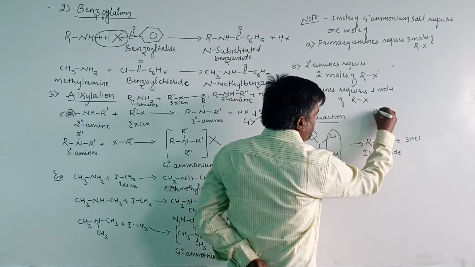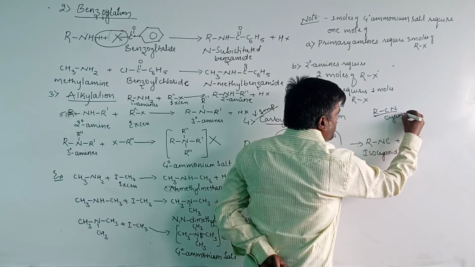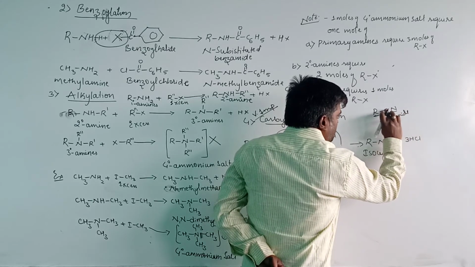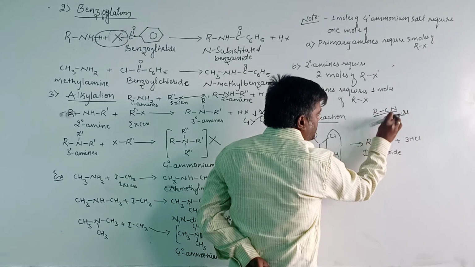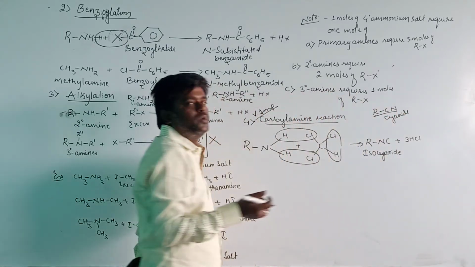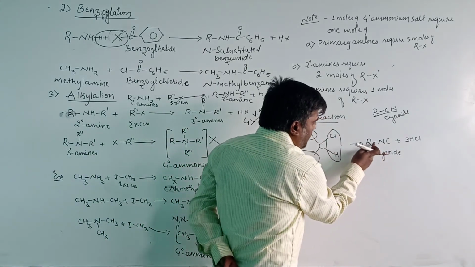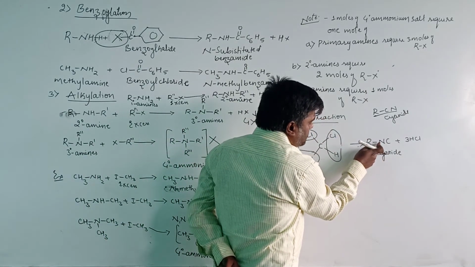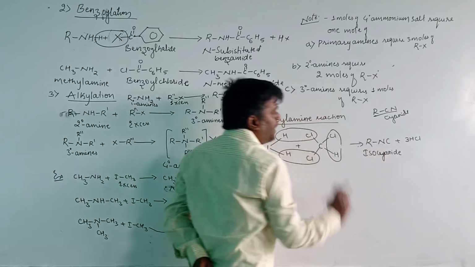RCN is the cyanide compound. When the carbon is directly attached to the carbon, that is known as a cyanide. When it is attached to the nitrogen, then it is known as an isocyanide. Here the nitrogen is attached to the carbon, so it is known as an isocyanide.